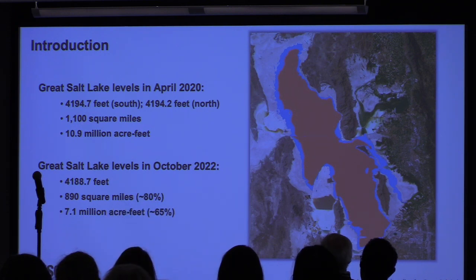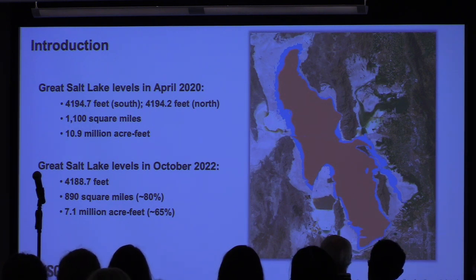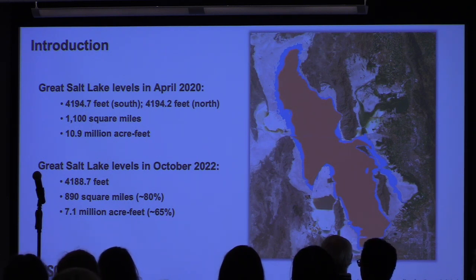But then fast forward 18 months, just 18 months to October and November of 2022. And the level dropped to 4191.7, and that equates to about 890 square miles, and 7.1 million acre feet in volume. So just for comparison's sake, that's about a 20% decrease in area from what it was in April 2020, and a 35% decrease in volume from April 2020.